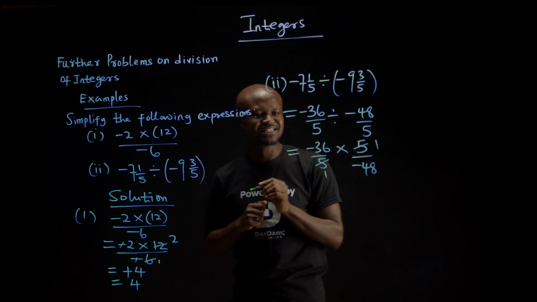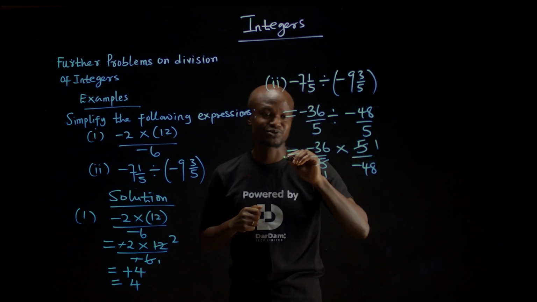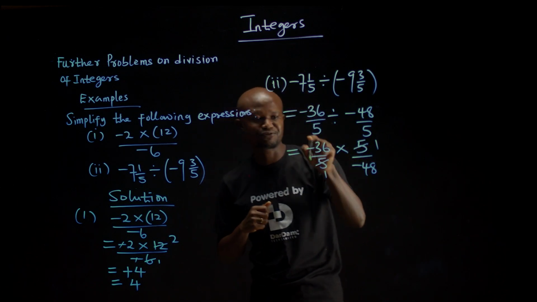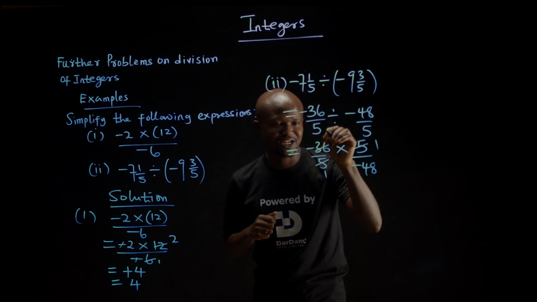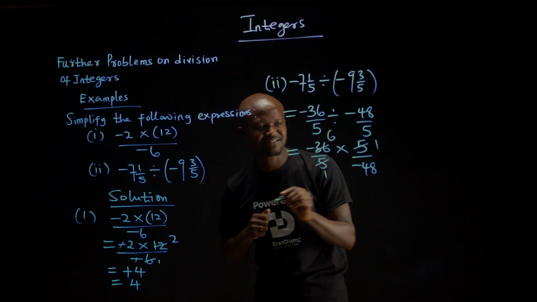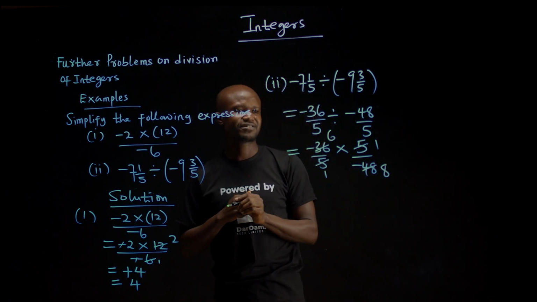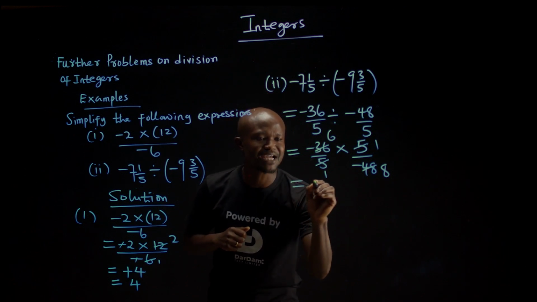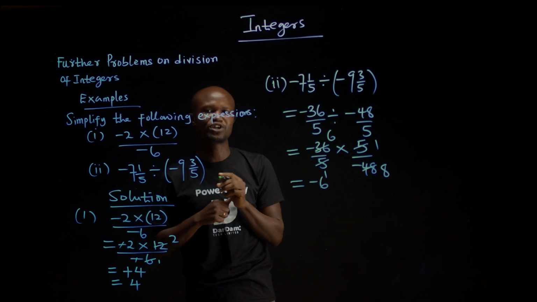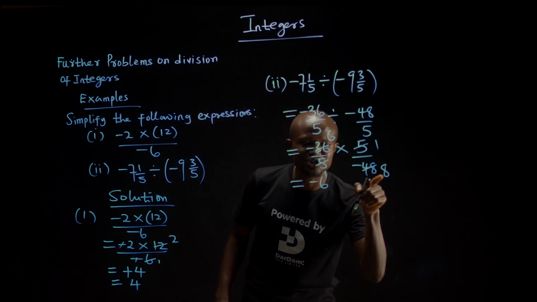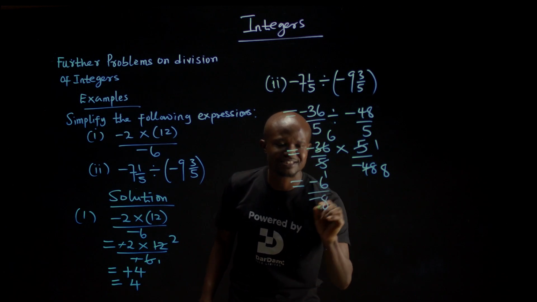What number can divide 36? We can decide to use 6. That can also divide 48. 6 can divide both. 6 is a factor of 36 and 48. We also have other factors, but let's use 6. 36 divided by 6 is 6, and 48 divided by 6 is 8. So we're having minus 6 times 1, that is minus 6 at the numerator. At the denominator, 1 times minus 8, that's minus 8.